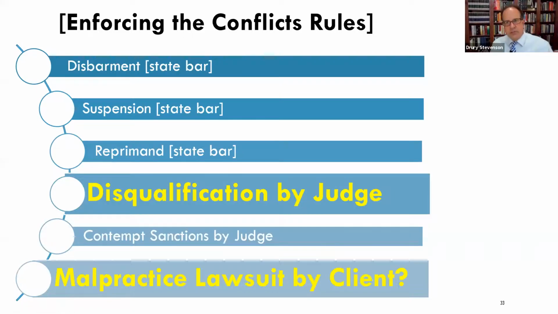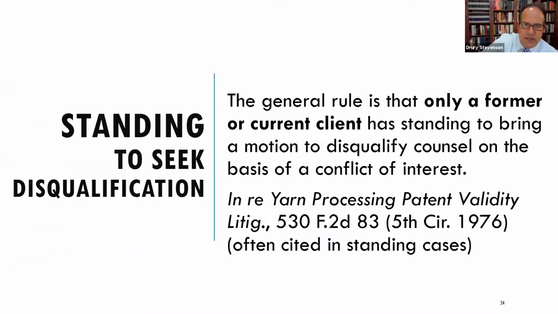And so when it comes to conflicts of interest, we're talking about disqualification as the main remedy, and malpractice lawsuits by the client. Now, who has standing? Typically only a current or former client has standing to bring a motion to disqualify counsel on the basis of conflict of interest. There's a Fifth Circuit case from 1976, In re Yarn Processing. That's one of the most cited cases about this.